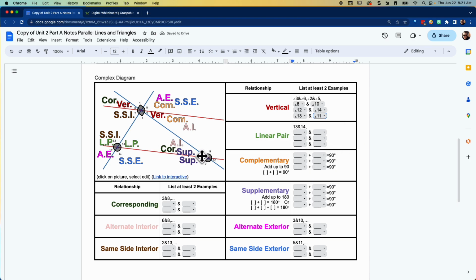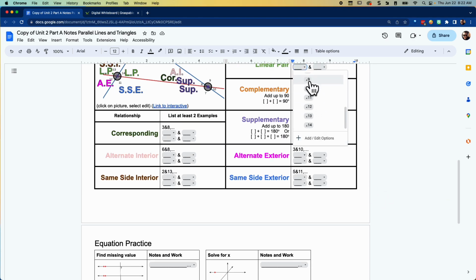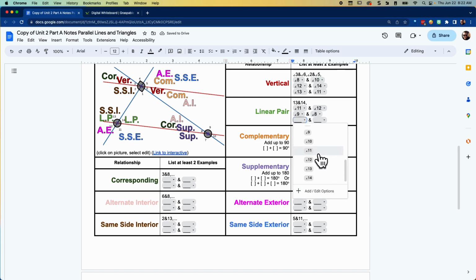Okay, linear pairs. So linear pairs are when 2 angles put together make a straight line. So we have 13 and 14. We got 12 and 11. You'll notice that a lot of these are right next to each other in the numbering. We have 8 and 9. So 9 and 8. And we also have 7 and 10.